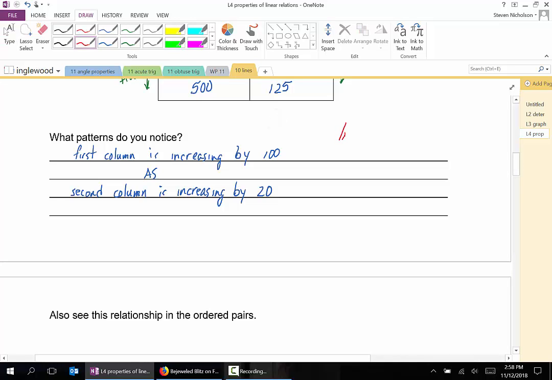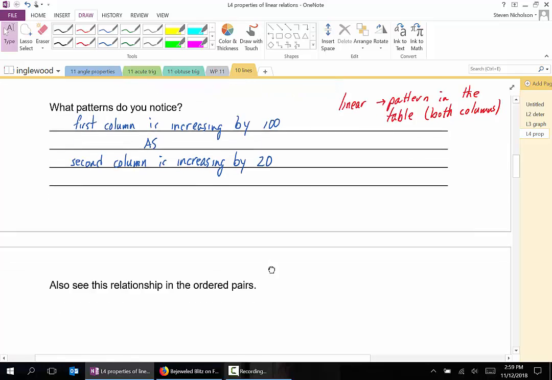So again, a linear relationship has a pattern in the table, and that pattern has to be in both columns. The numbers don't have to be the same: this is up by 100, that is up by 20, but the pattern has to be the same. Plus 100, plus 100, plus 100; plus 20, plus 20, plus 20. So a table of values is easy to construct.